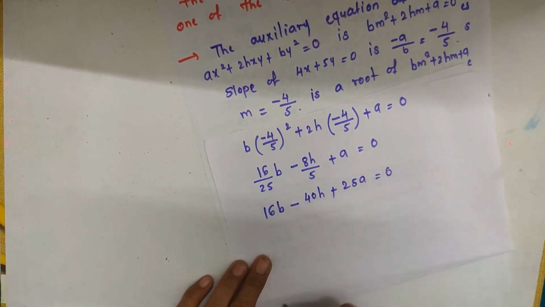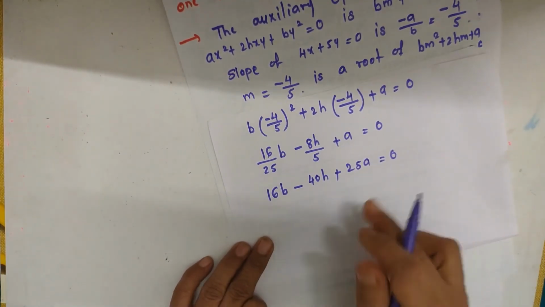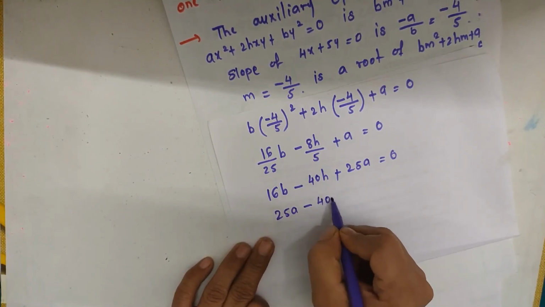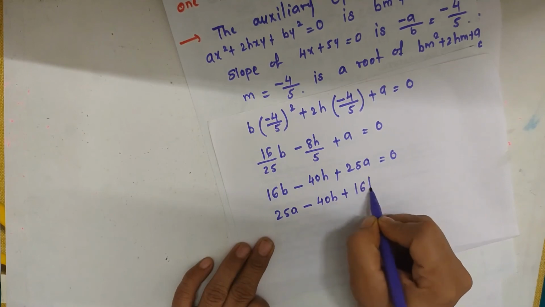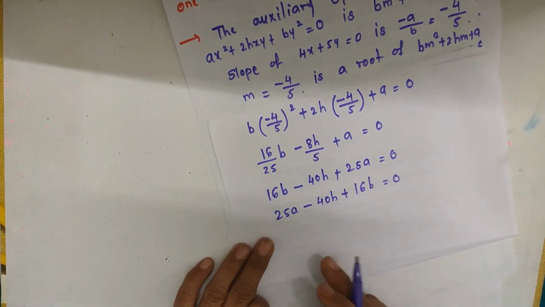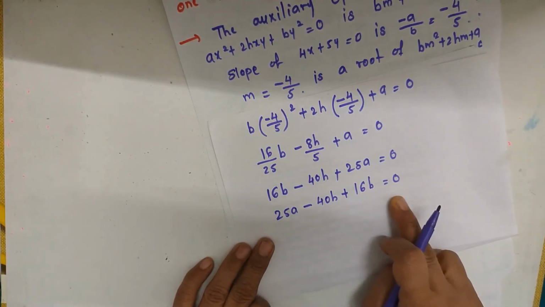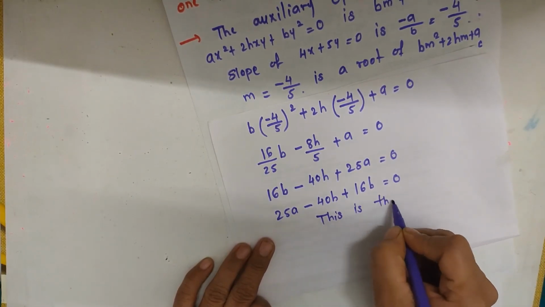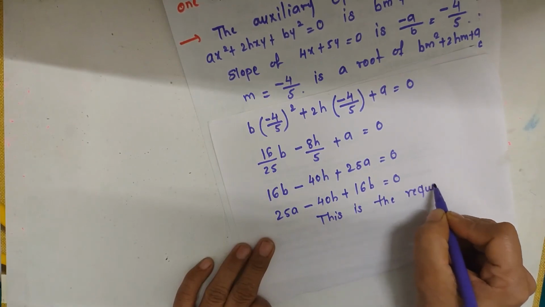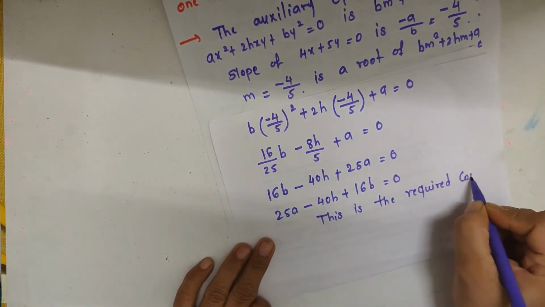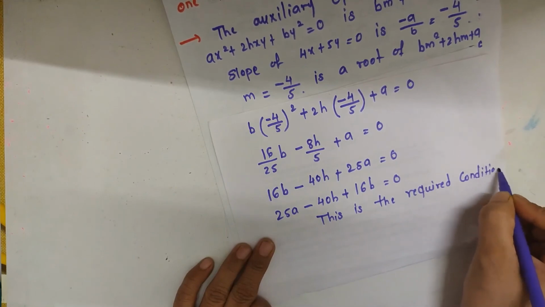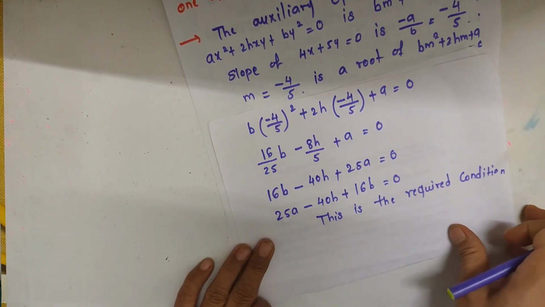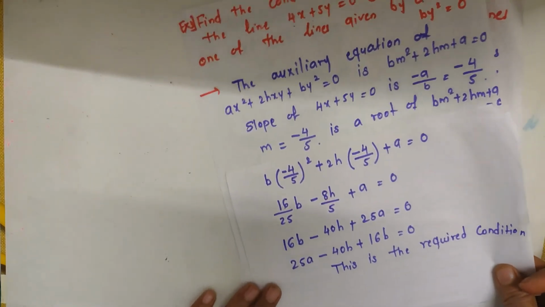Now write this equation in proper form, that is 25a minus 40h plus 16b is equal to 0. And this is the required condition. In this way, we can use the auxiliary equation for finding the condition in such problems.